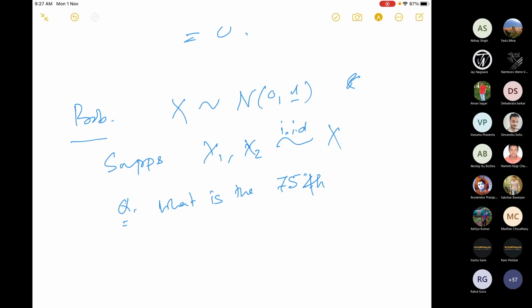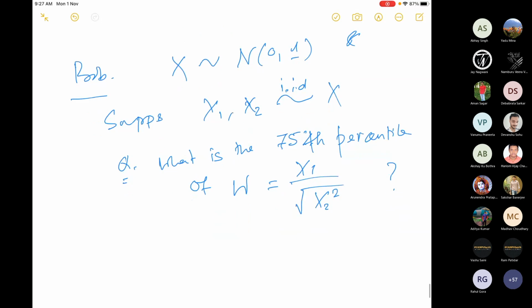Not percentage, the 75th percentile of W, this statistic, which is X1 by square root of X2 square. This is the question. So do not be afraid looking at a complicated question like this. Just relax. We have all the methodologies to answer this. You just have to remember everything.